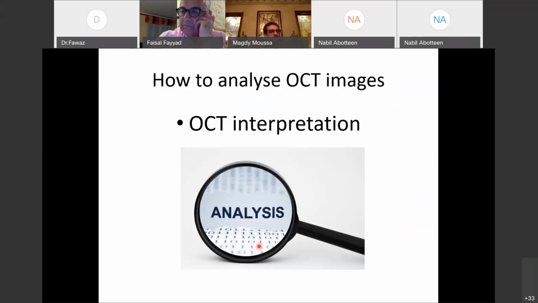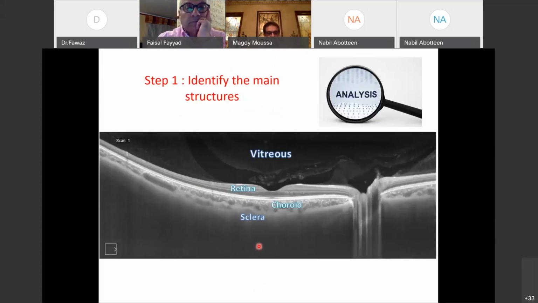So after a small introduction about the physics of the OCT, we come to how to analyze the OCT images to make a perfect interpretation. The first step before we start to read the OCT is to identify the main structures, which are the vitreous, the retina, and the choroid. And this is the scleral border, from here starting the sclera.